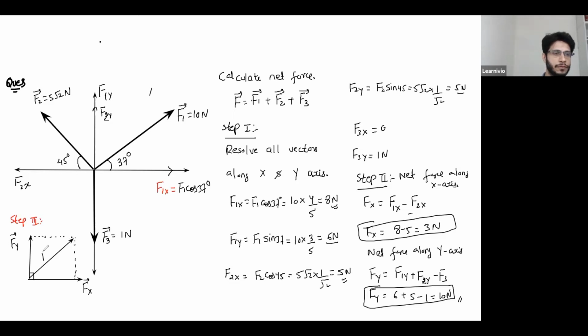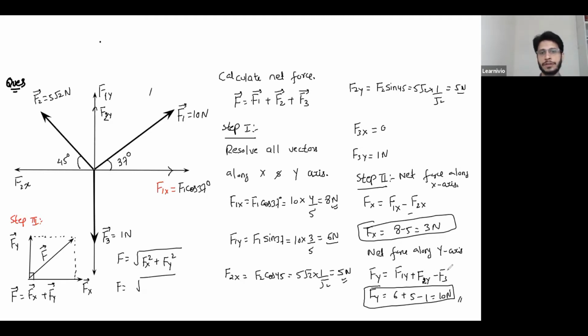This is net force. Fx, Fy, net force is F. So the net force F is the vector sum of Fx and Fy. If you are adding Fx and Fy, it's root over Fx square plus Fy square.